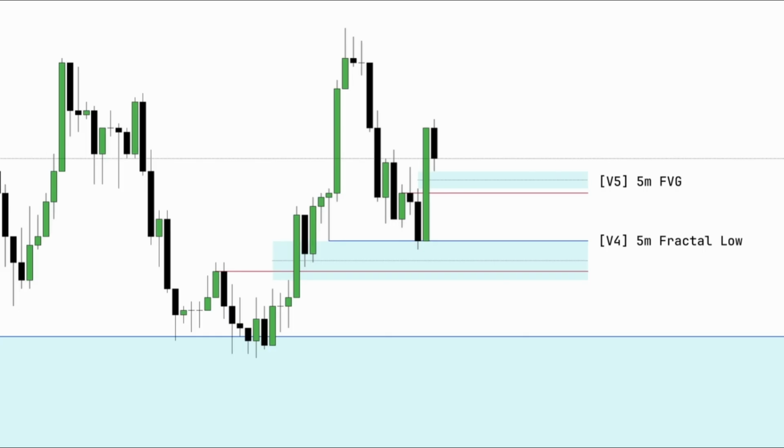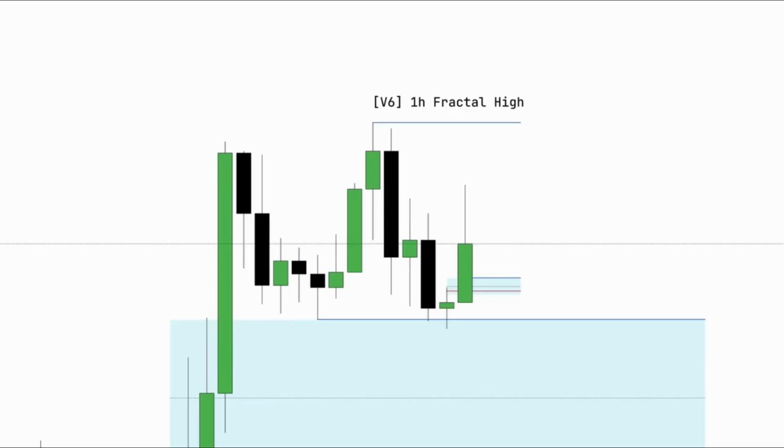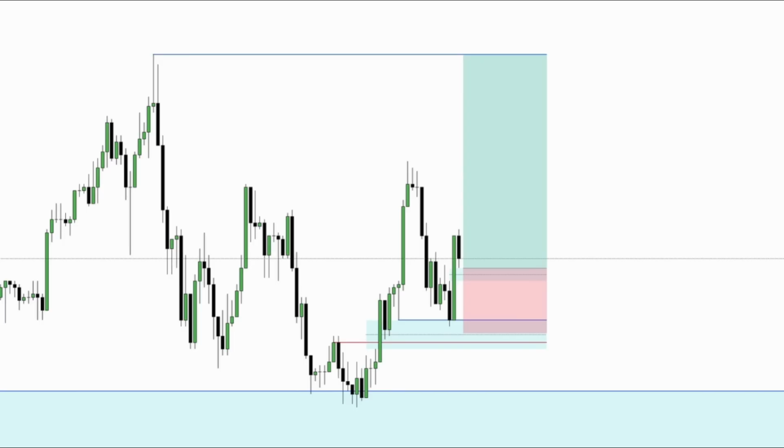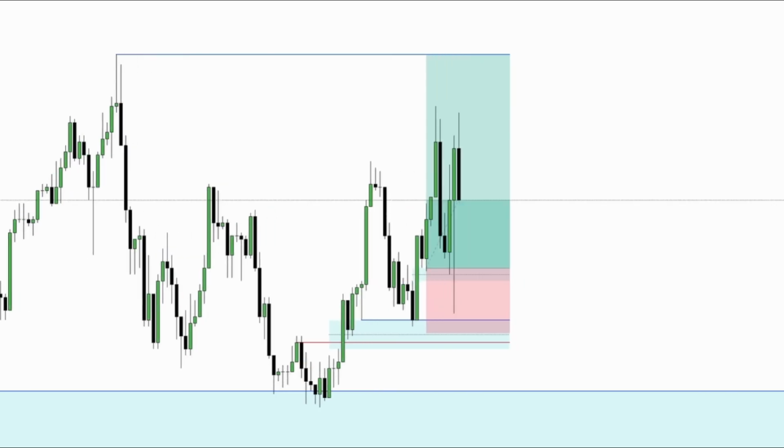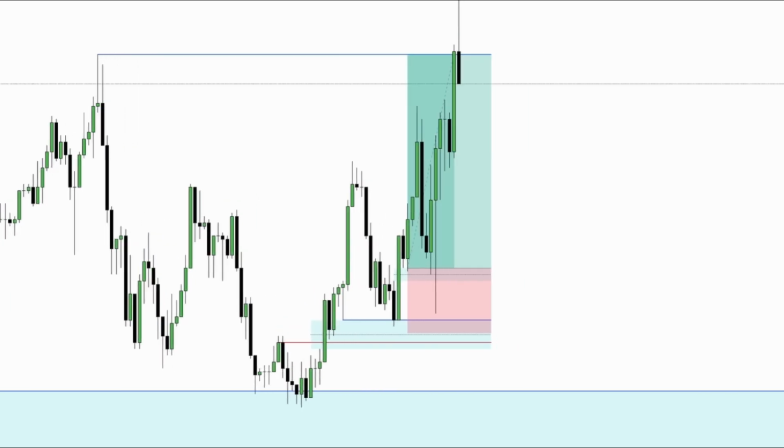As I mentioned earlier, the target most often corresponds to the time frame of variable number 2, so we switch to the 1-hour time frame and look for the nearest fractal high or FVG zone. The nearest fractal high gives us a risk-to-reward ratio of 3.3, so the position can be opened.